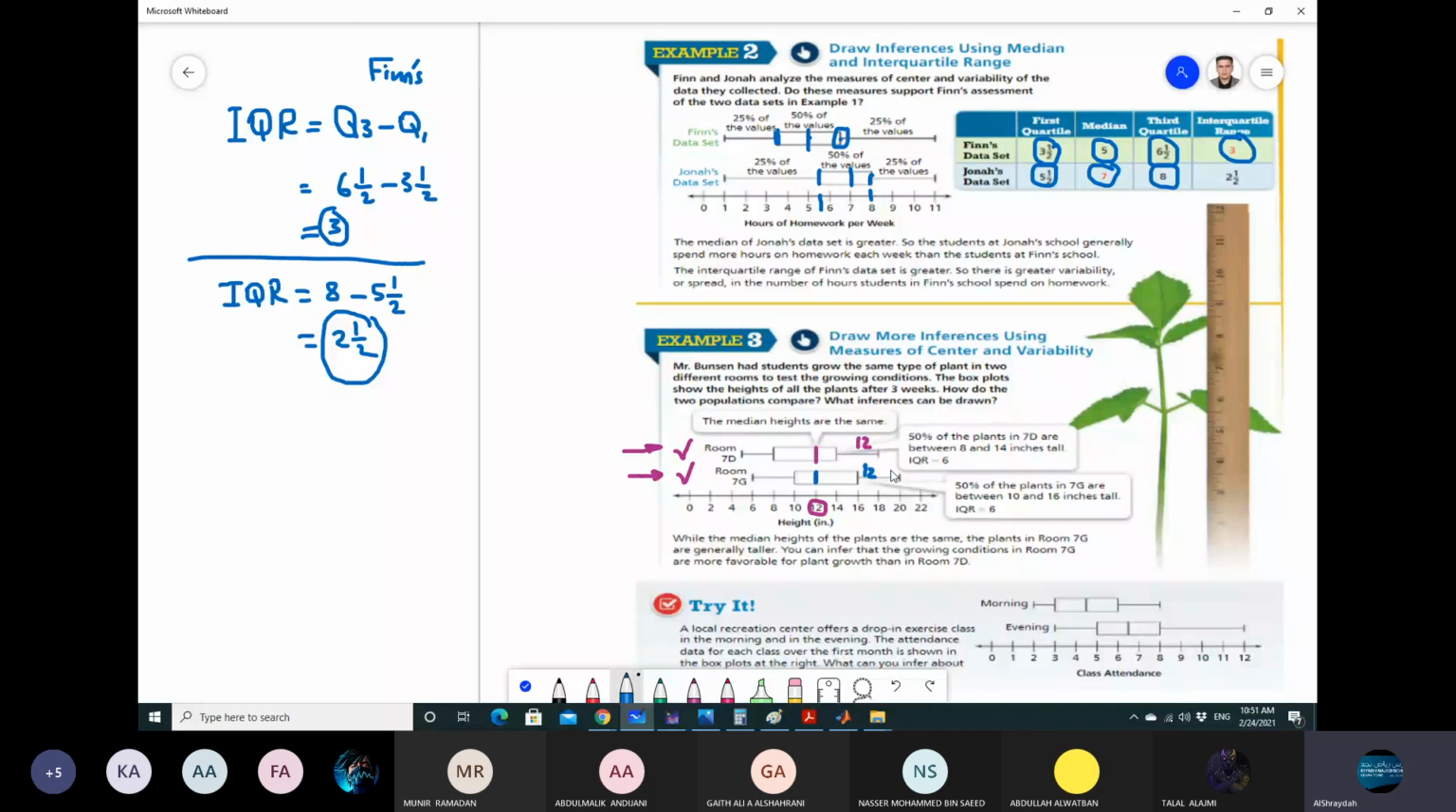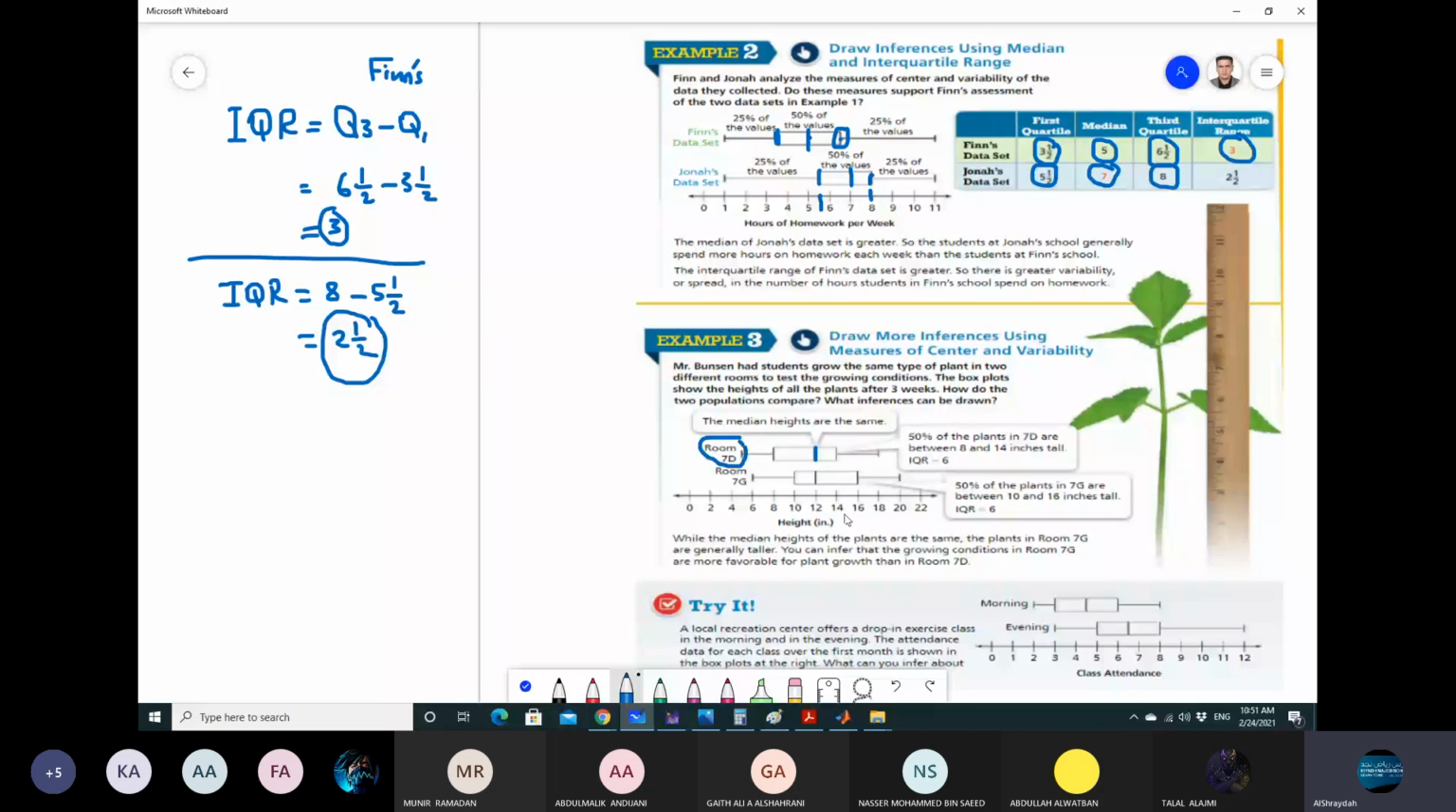Do you understand it? Teacher, I didn't understand. You didn't understand it. Okay. Here we have 2 samples and 2 graphs. Are you with me till now? Yeah. This line represents the median. So what is the median? 12.